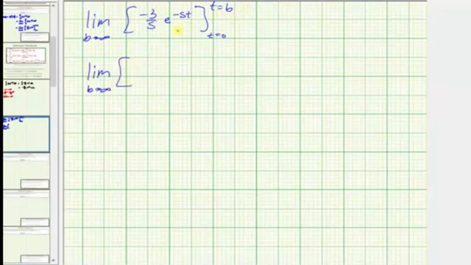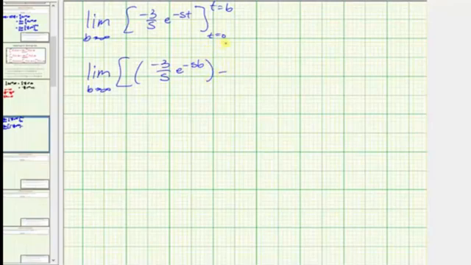So when t equals b, we'd have negative 3 divided by s times e raised to the power of negative sb, minus, when t is 0, we'd have negative 3 divided by s times e raised to the power of negative s times 0.